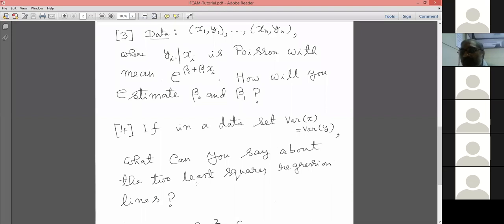The product of the slopes, m1 m2, equals minus 1. Here it is not minus 1. Here it is plus 1. Let's assume that the correlations are positive. So if the product is plus 1, what is the implication? So they are parallel to each other. How can they be parallel? Parallel means that the slopes must be same.